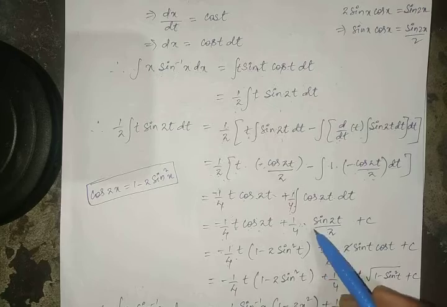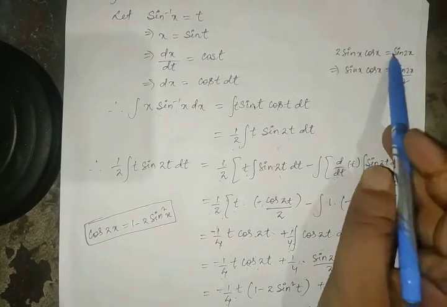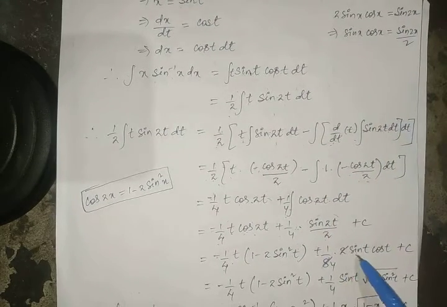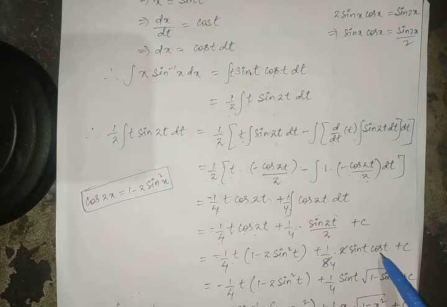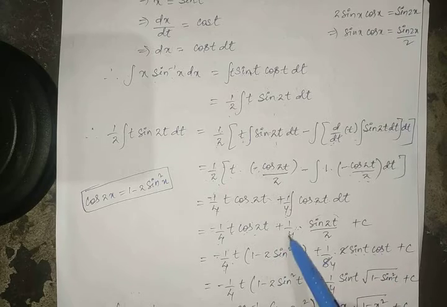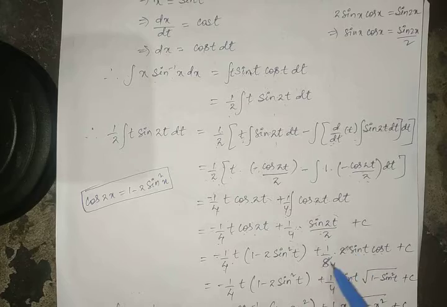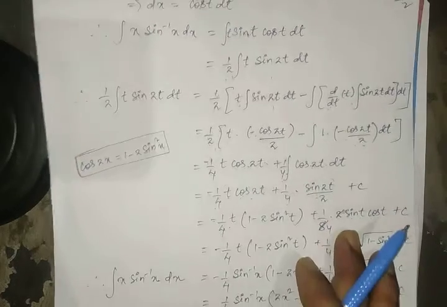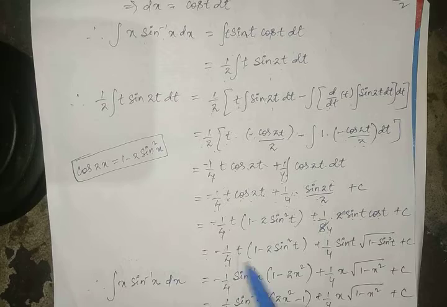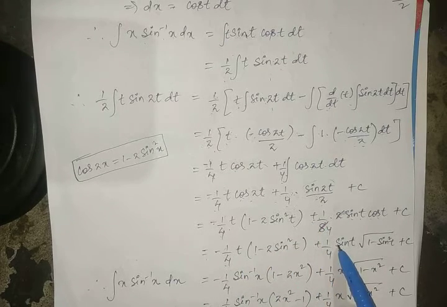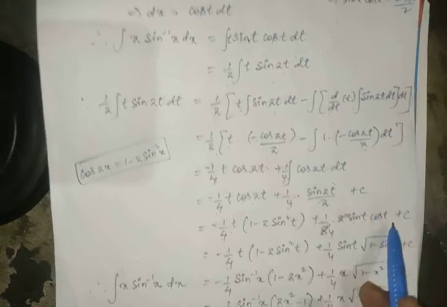Okay, now again sin 2t, the same formula: sin 2x is 2 sin x cos x, right? So here also the same thing, 2 sin t cos t, and if you multiply 1 by 4 into 2 it will become 1 by 8, right? And here 2 4s are 8, it is cancelled. So what we are getting is minus 1 by 4 t (1 minus 2 sin square t) plus 1 by 4, right? Sin t and again cos t.